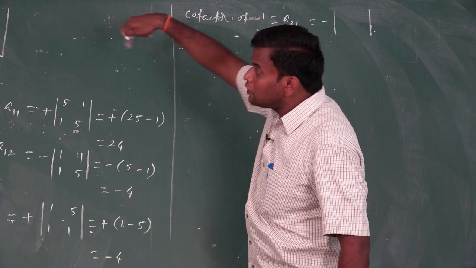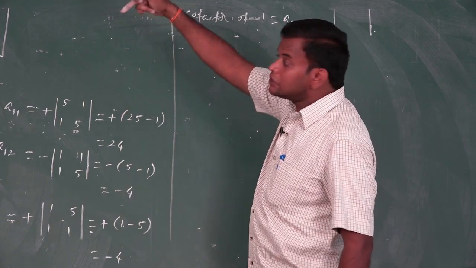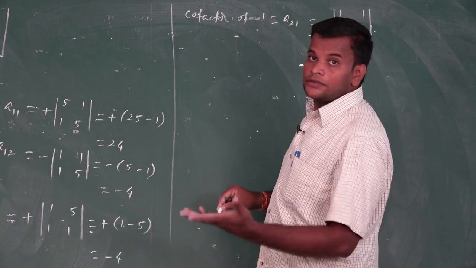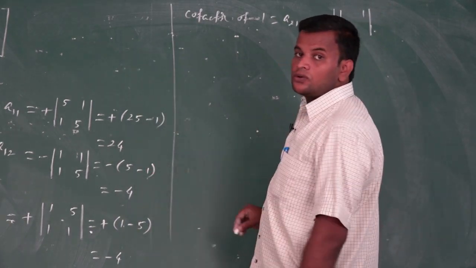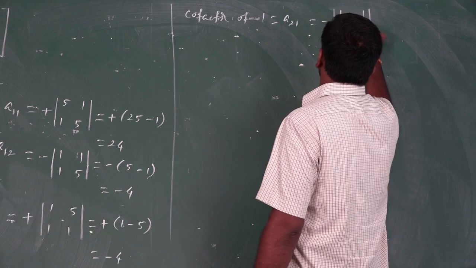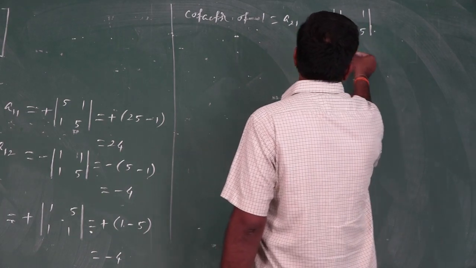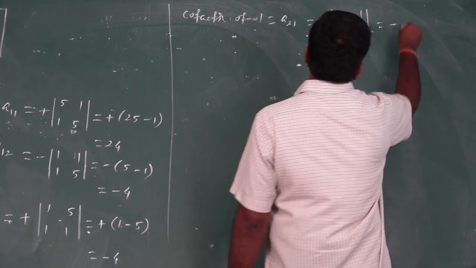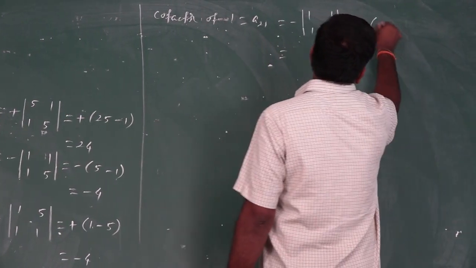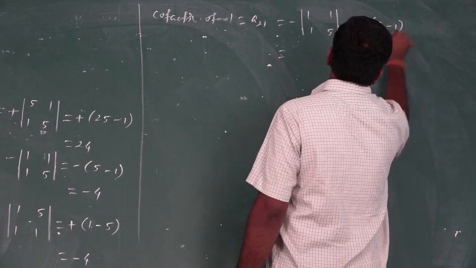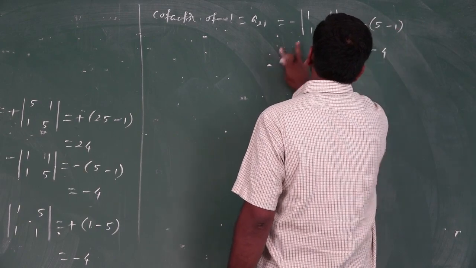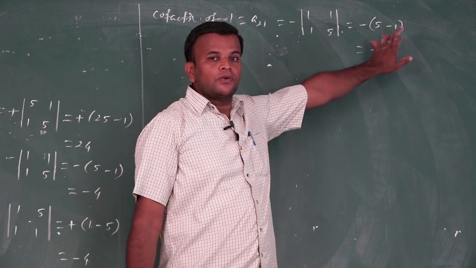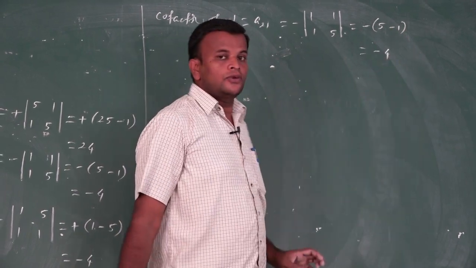What are the remaining elements? We leave the second row and first column. Remaining elements in the first row are 1, 1. And in the last row it has 1, 5. Outside sign is minus. Then we simplify: 1 times 5 is 5, minus 1. So the final answer is minus 4. Outside sign is minus, 5 minus 1 is 4. So minus 4. Next.